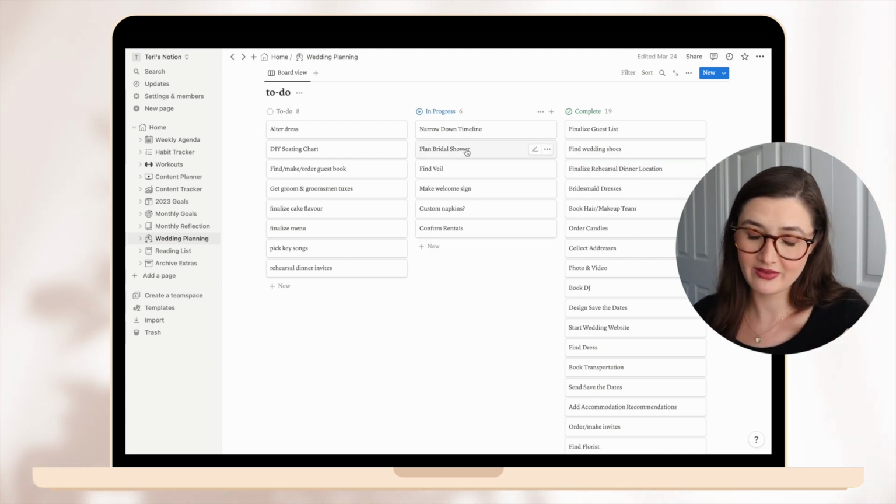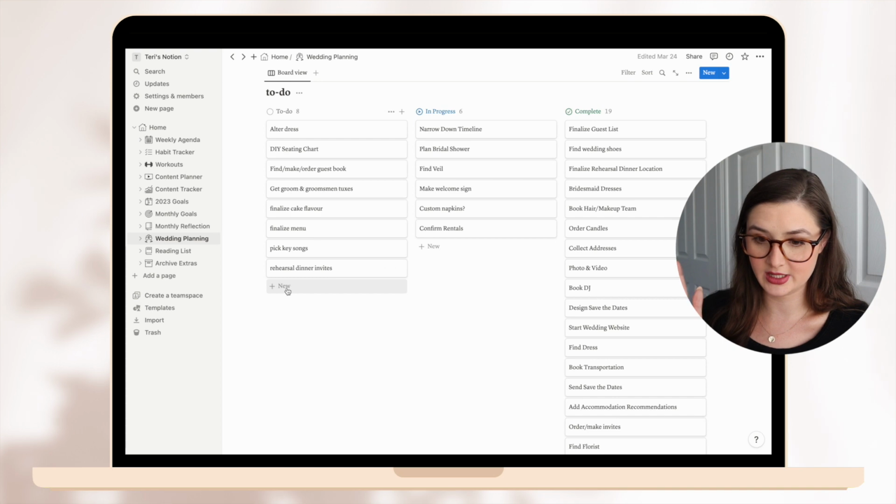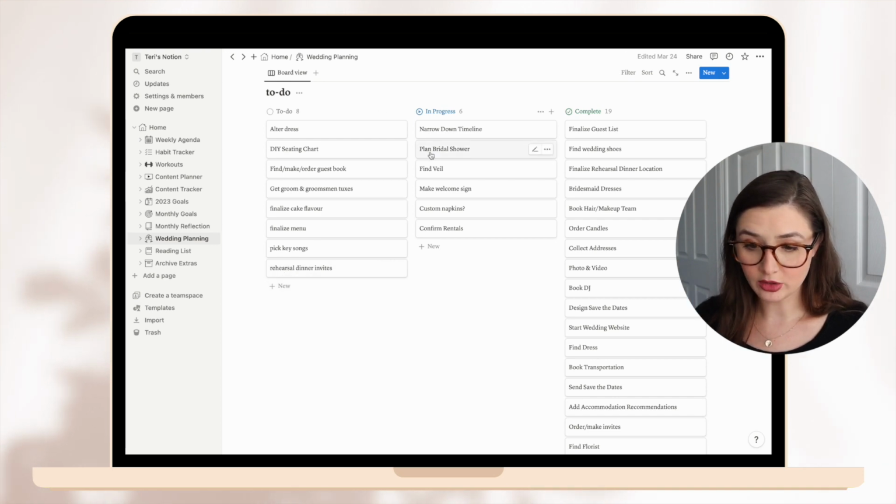Rehearsal dinner invites. We haven't done that yet, which is really bad. We need to do that. It's on the list. Plan bridal shower. Not everything is planned within it, but it's in progress and it's booked and the caterer is booked and the servers are booked. Everything's booked, but there's like little DIY things, maybe things you have to buy and pick up that have to happen before the day.